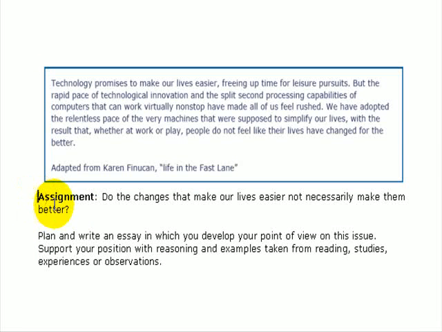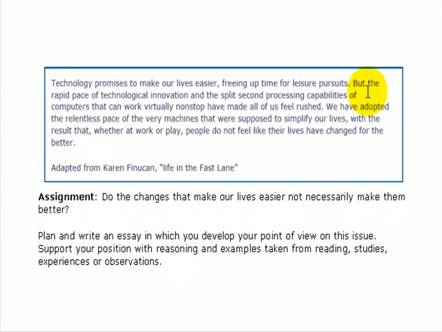If you look at the assignment, let's read the assignment together. Do the changes that make our lives easier not necessarily make them better? Okay, so that's the assignment. Now, once you've got that, then you can look at the quote here after you've looked at the assignment and notice what it says.